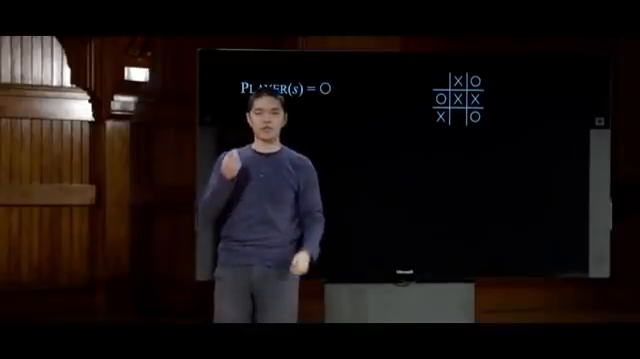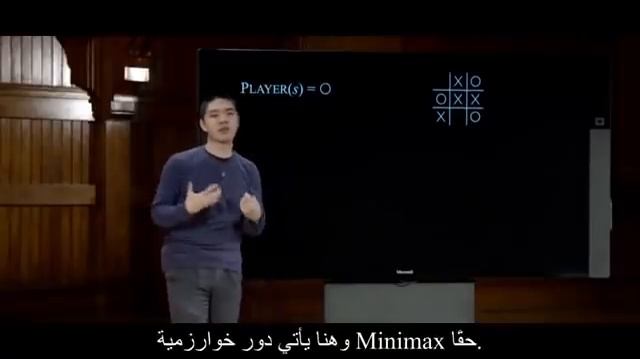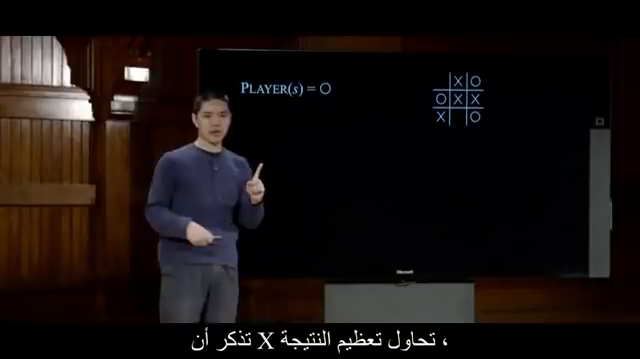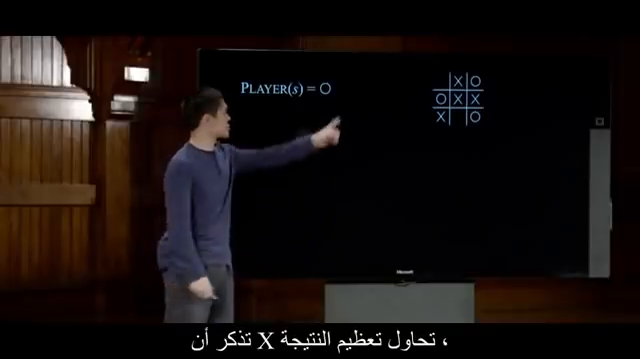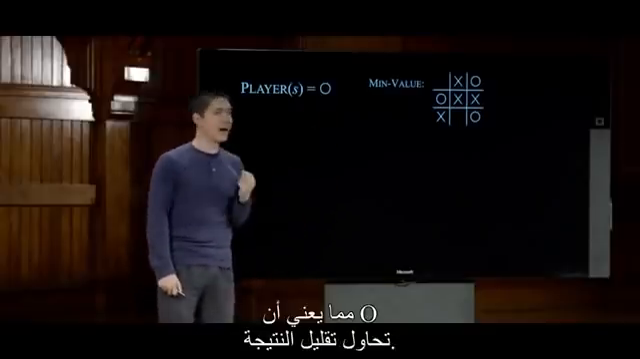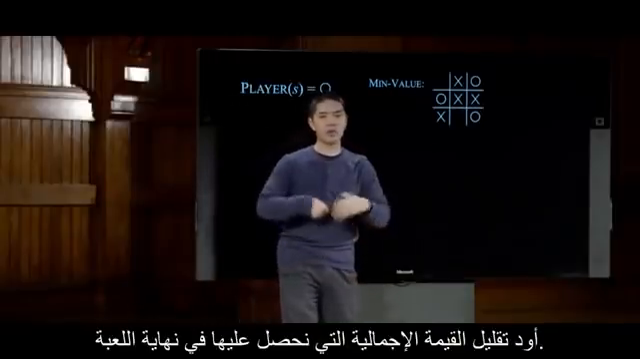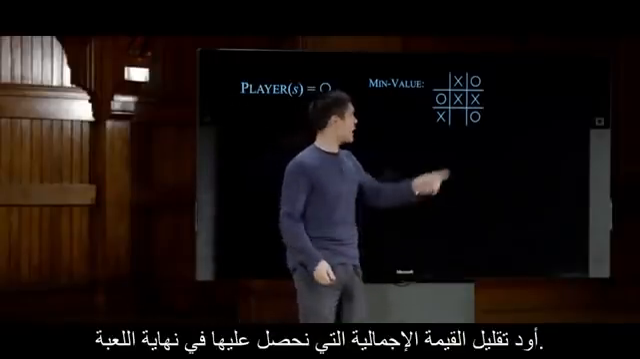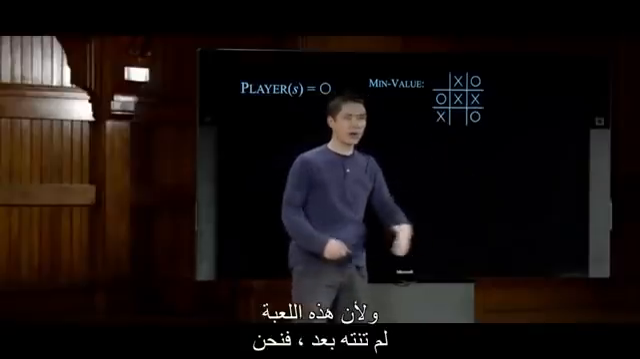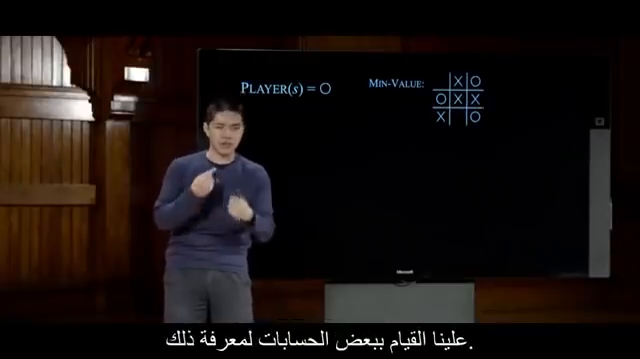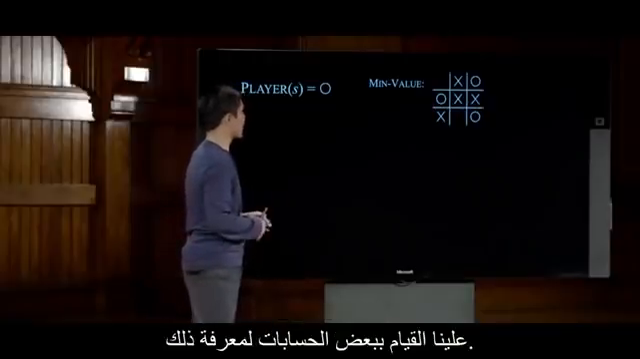Well, that's going to depend. We have to do some calculation here. And this is where the Minimax algorithm really comes in. Recall that X is trying to maximize the score, which means that O is trying to minimize the score. O would like to minimize the total value that we get at the end of the game. And because this game isn't over yet, we don't really know just yet what the value of this game board is. We have to do some calculation in order to figure that out.